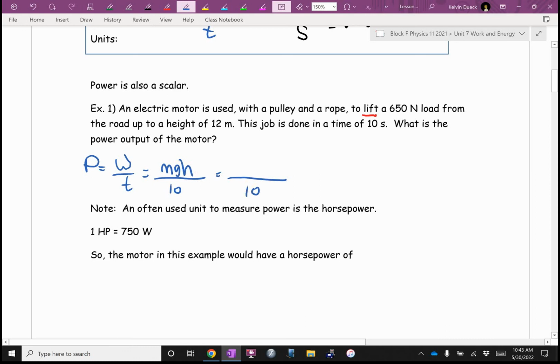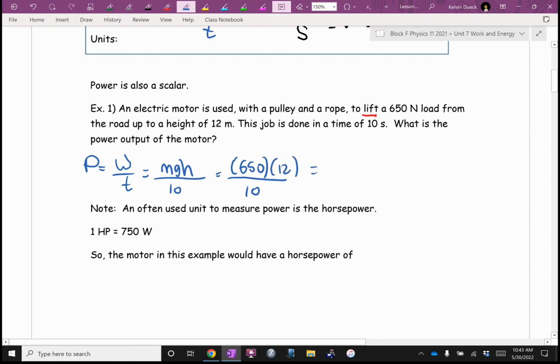Did they give me the mass in kilograms? What did they give me? Another word that starts with the letter W, but it's not work. What was mg? They gave me the weight. I'm just doing some review. I know, we got lots of W words. Sorry about that. But they gave me the weight. So I'm not going to go 650 times 9.8. I'm just going to put in the 650 for mg. If I wanted the mass, I could divide by 9.8. But what's the height?